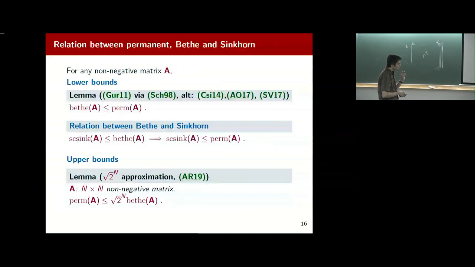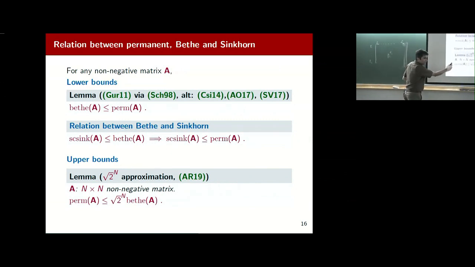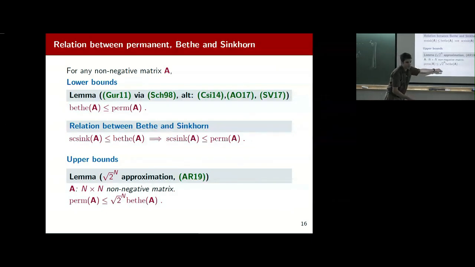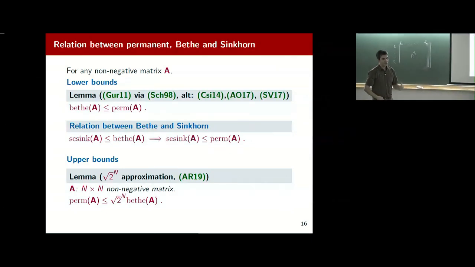All right. Now, very recently, just this year, a colleague of mine, Nima Anari, and his collaborator, showed that the Bethe approximation is at most a root 2 to the n approximation to the permanent. Okay, so remember, the Bethe is less than or equal to the permanent, and now you're saying the permanent is at most root 2 to the n times Bethe. So this says that the Bethe approximation gives you a root 2 to the n approximation of the permanent, and this is actually tight. There is an example where the Bethe approximation is indeed a root 2 to the n factor away from the permanent. Okay?